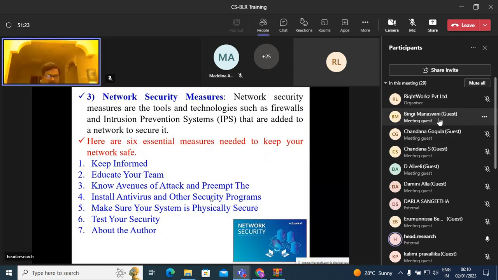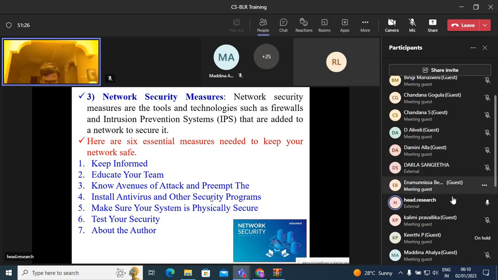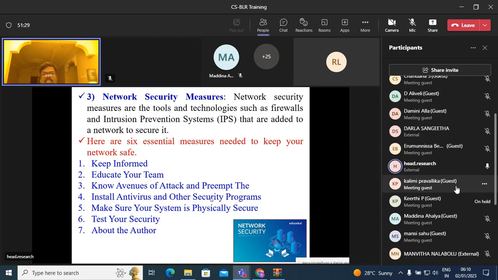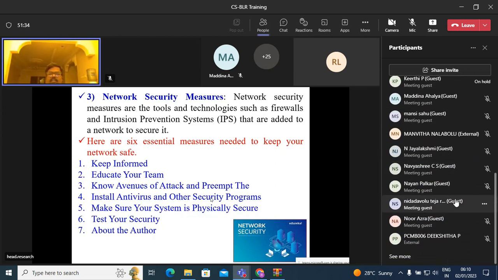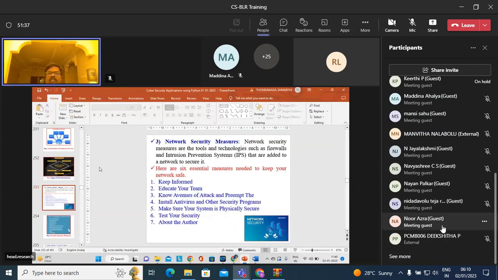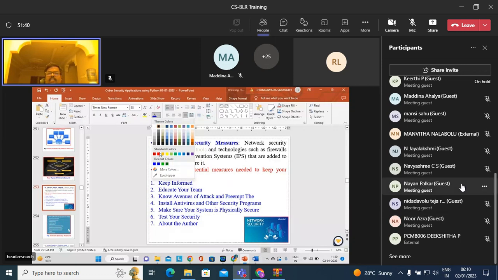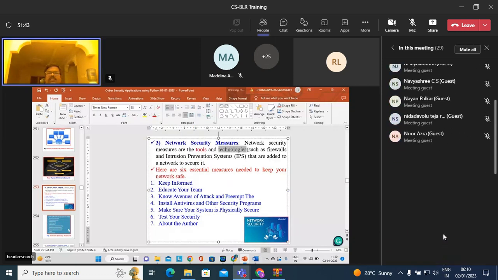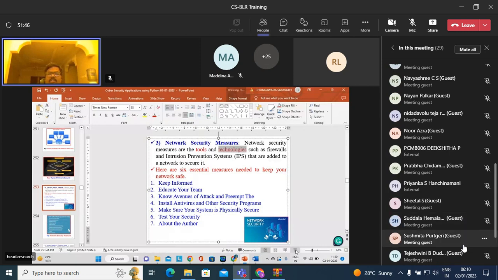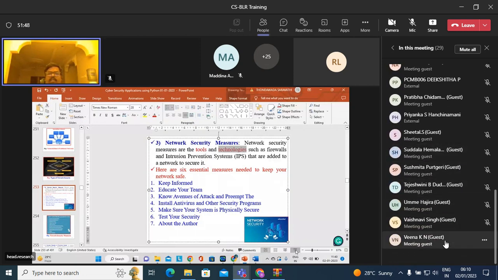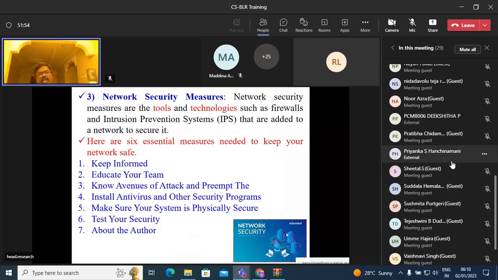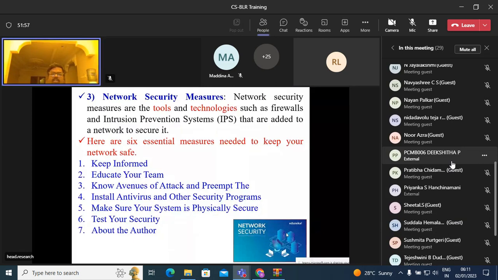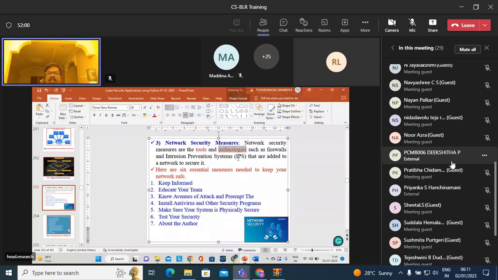So what are the measures? Measures are nothing but tools and technologies. You are using tools and technologies such as firewalls. It is a very important one. You can call them firewalls and intrusion prevention systems that are added to a network to secure it. So that is called the intrusion prevention system.